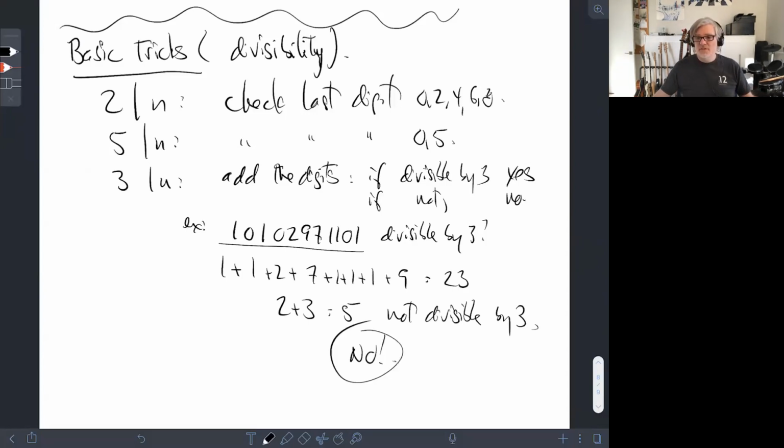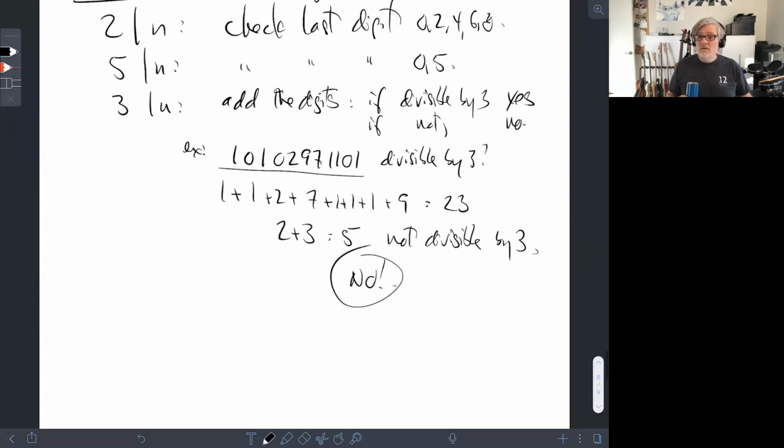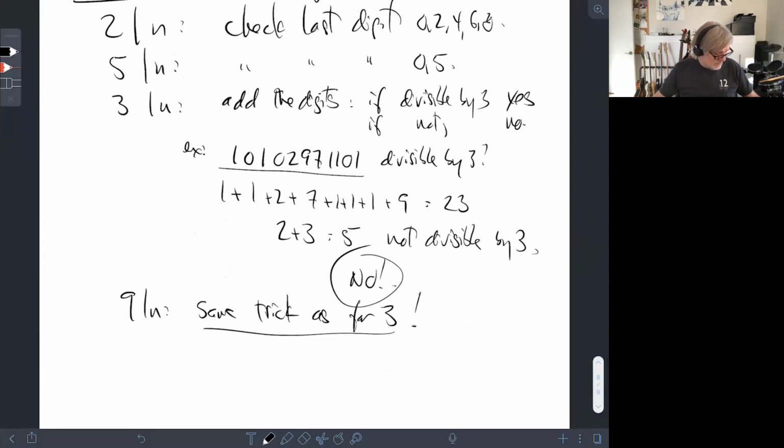So this is very efficient too, right? Not as efficient as for 2 and 5, but it's very efficient. The same trick works for 9. It is exactly the same trick. By the way, it's not prime, but I'm just giving it to you.